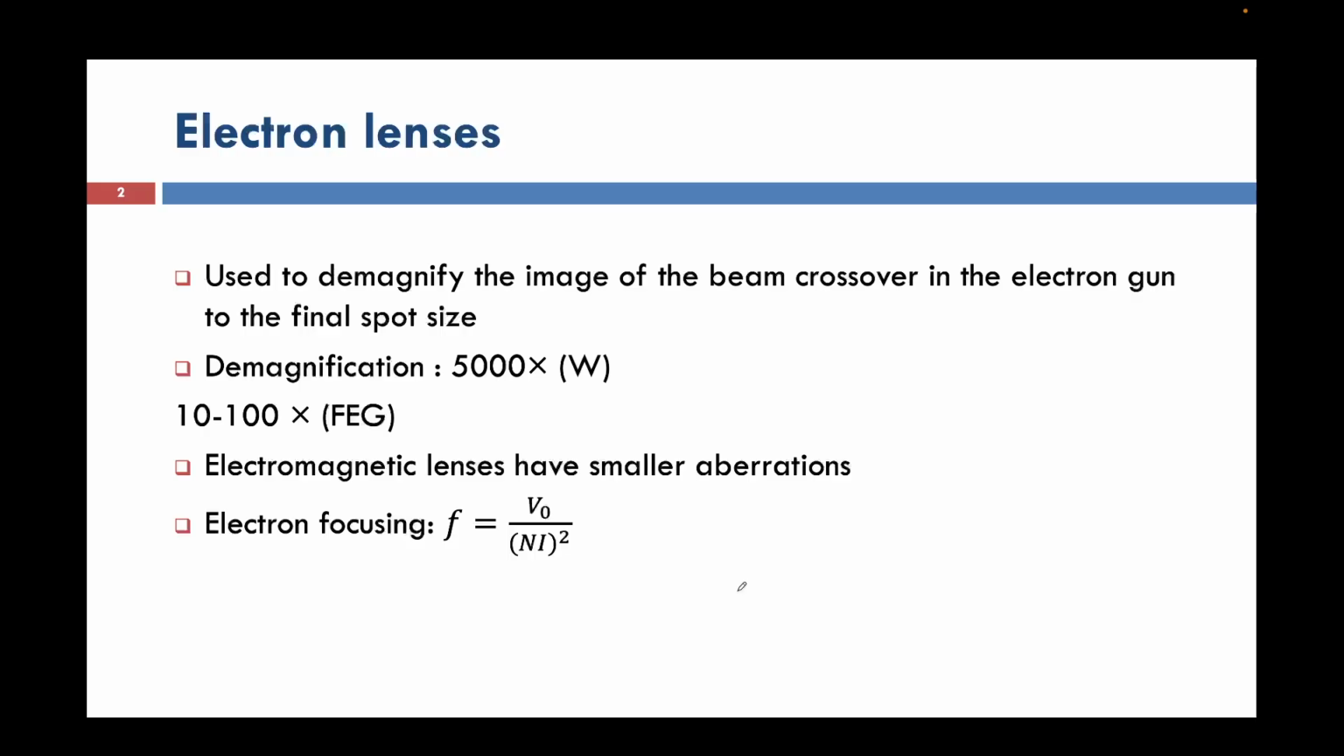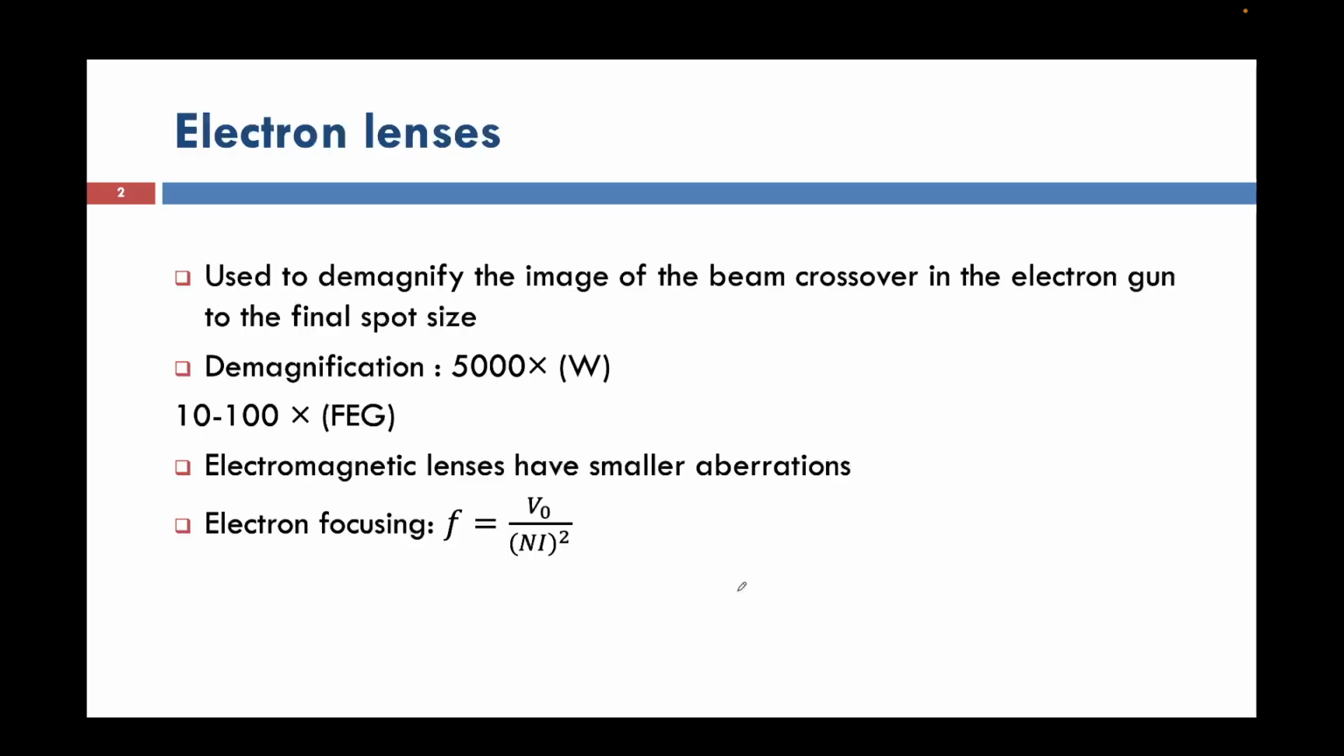Different types of guns are there. One is the thermionic gun, which is made up of tungsten, and another is the field electron gun: cold field electron gun, thermal field electron gun, and Schottky field electron gun. So we touched on them briefly.